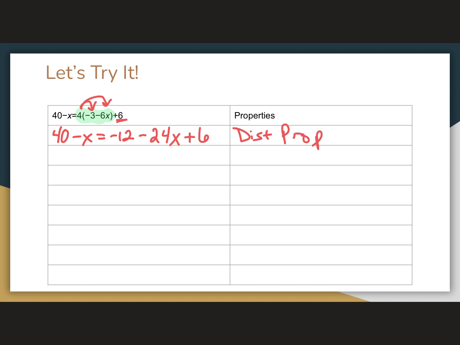Okay, so next I'm going to combine some like terms. I can see that I have a negative 12 and I have a positive 6 that I can combine. So my next line is going to be 40 minus x equals negative 12 and positive 6 equals negative 6 minus 24x. My next step is going to be, I'm going to use my addition property of equality, and I'm going to add 6 to both sides.